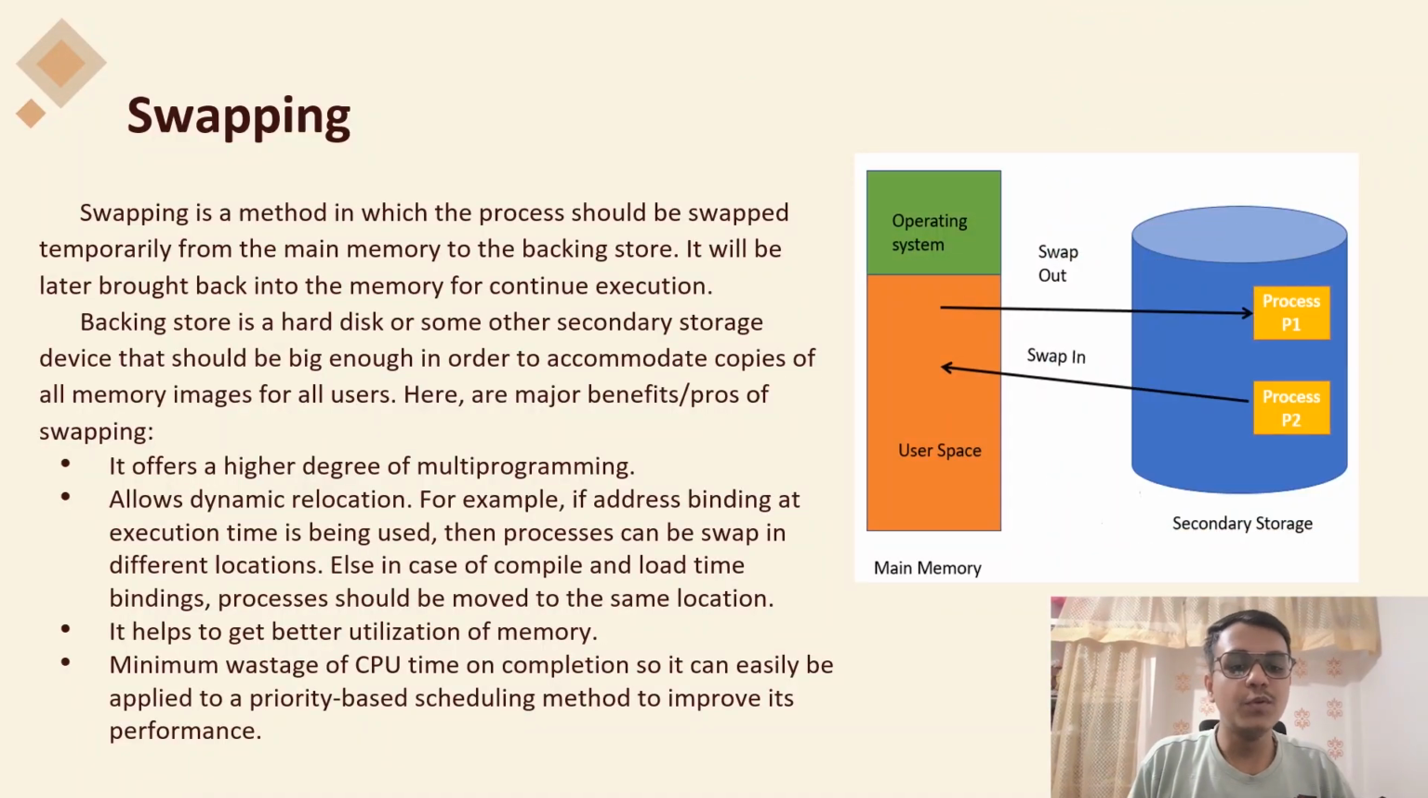Swapping temporarily moves a process out of RAM to secondary storage and later back in when we need it. Benefits of swapping include a higher degree of multiprogramming, dynamic reallocation, and better memory use. This helps prioritize tasks and maximize system efficiency.